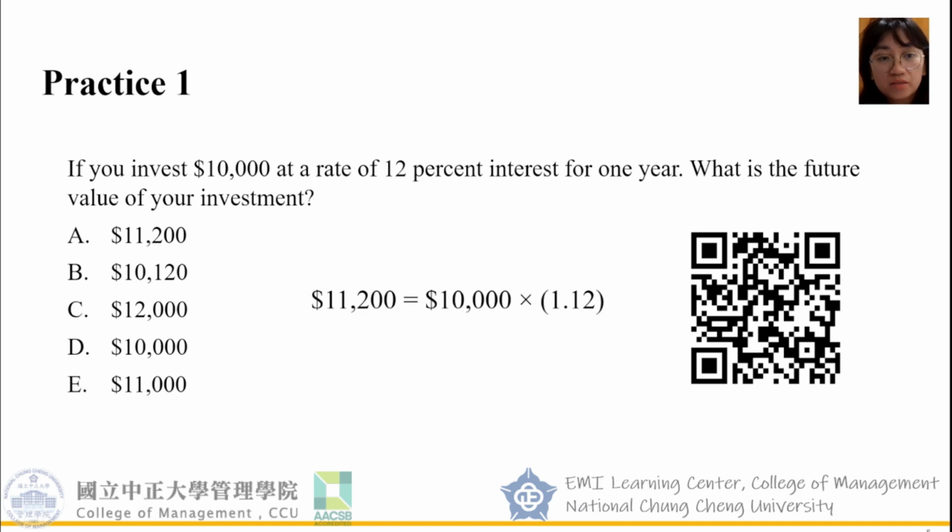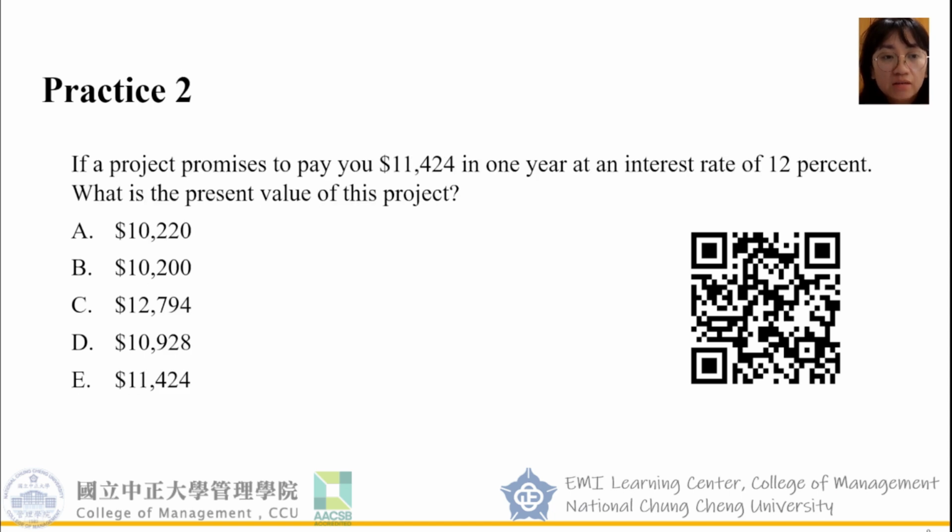All right, congratulations to those who chose answer A. The correct answer is $11,200. To find future value, we take present value and multiply by 1.12. Now, let's move on to our second practice.